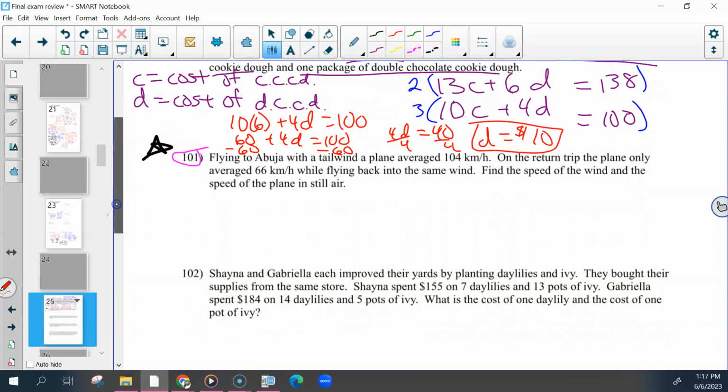In 101, important things are with a tailwind, 104. We'll talk about those words here in a moment. And then on the return trip, 66 for flying back into the same wind. The return trip is not really important. We need to find the speed of the wind and the speed of the plane. So your two variables could be P and W, X and Y, doesn't matter. And that will be what we don't know, speed of each.